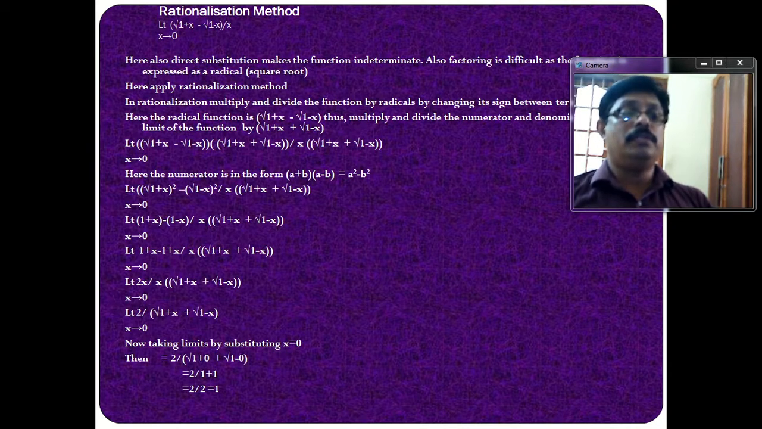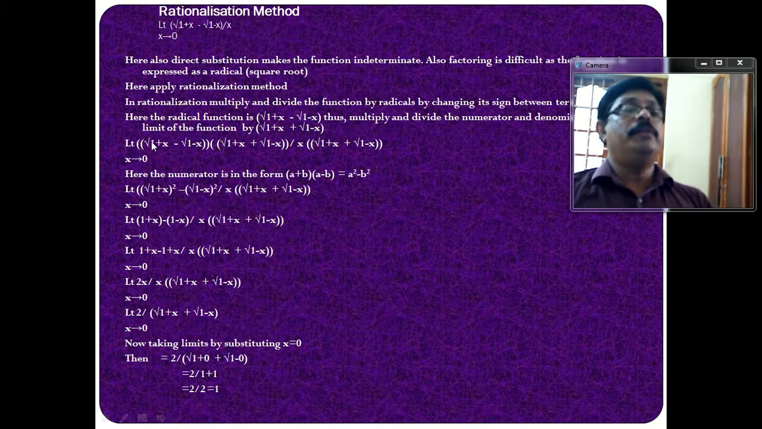So in order to rationalize, what you are doing is that you take the radical function and change the sign in between the terms. So if it is minus, you just change it into plus. If it is plus, you change it into minus and multiply both numerator and denominator by this value. So we are multiplying the numerator and denominator of this function by square root of 1 plus x plus square root of 1 minus x.